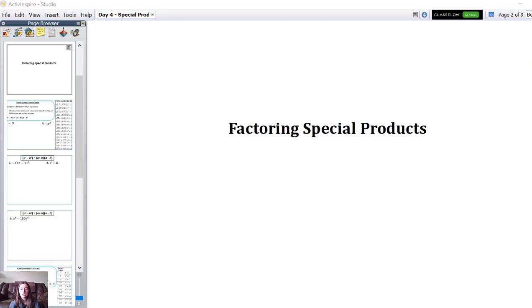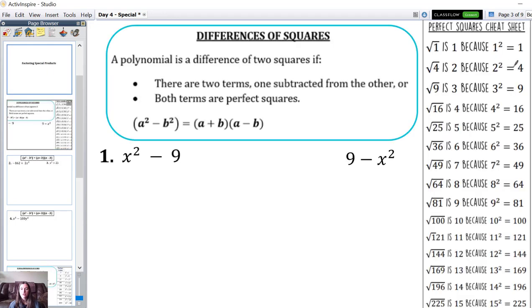Now we're going to factor what we call special products. The first special type of factoring that we have is called the difference of squares. A polynomial is a difference of two squares if there are two terms, one of them subtracted from the other, and both terms are perfect squares.